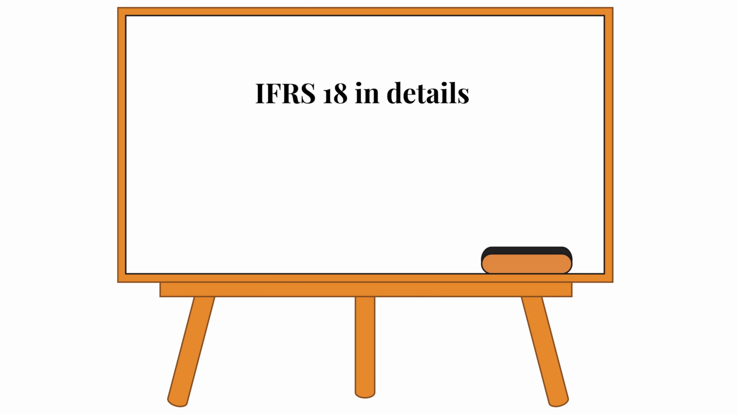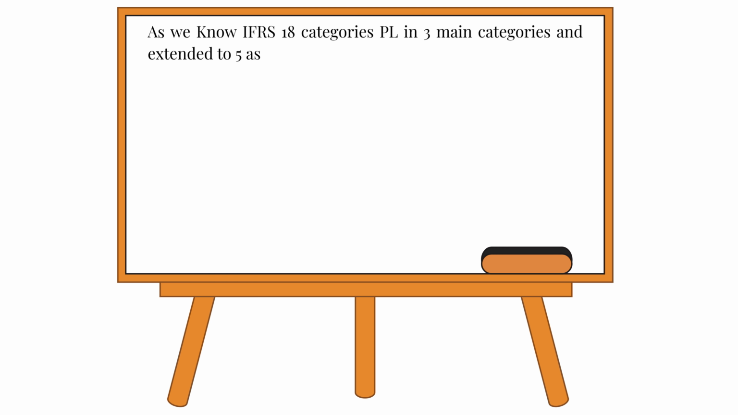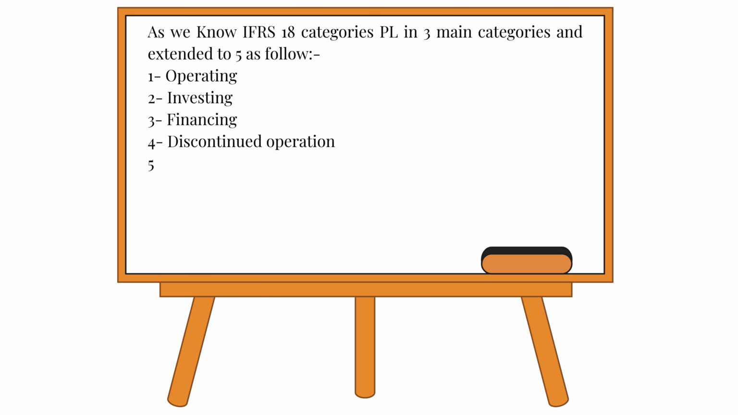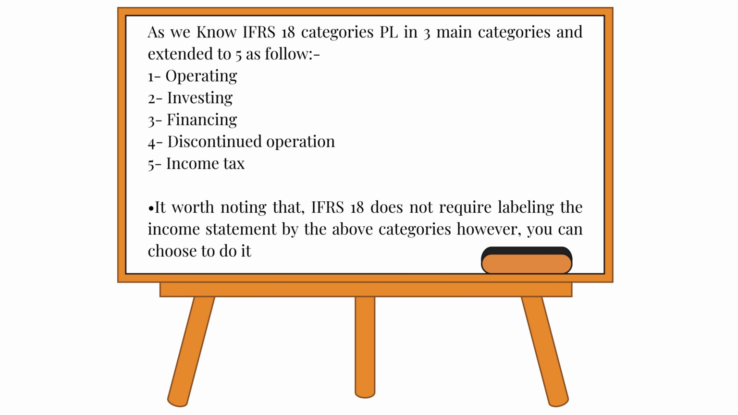In this video, we will go into some details of IFRS 18. First, IFRS 18 income statement categories. As we know, the standard classifies PL in 3 main categories and extended to 5 as follows. It's worth noting that the standard does not require labeling the income statement by the above categories. However, you can choose to do it.